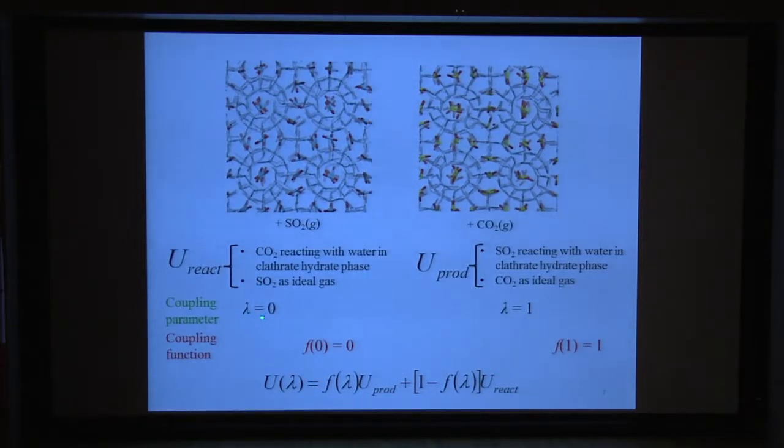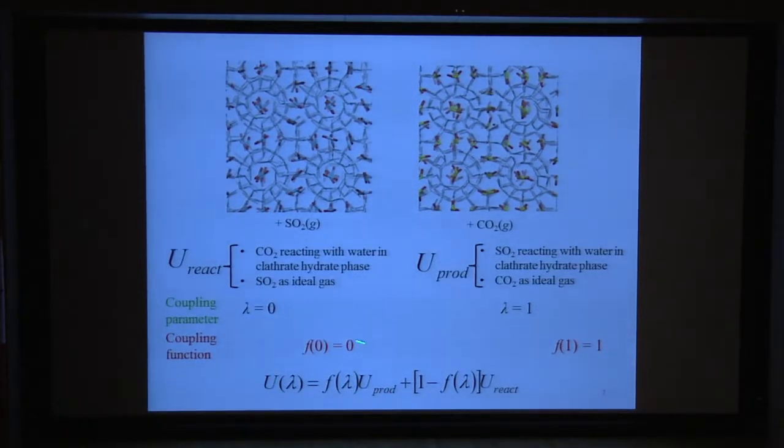When we're at the reactants and lambda is equal to 0, f of lambda is equal to 0. And so the potential that we have for the system becomes the reactant potential. But if lambda becomes 1 and we go to the products, the coupling function becomes 1. If the coupling function is 1, then this term cancels, and what we're left with is that the potential energy becomes that of the product.